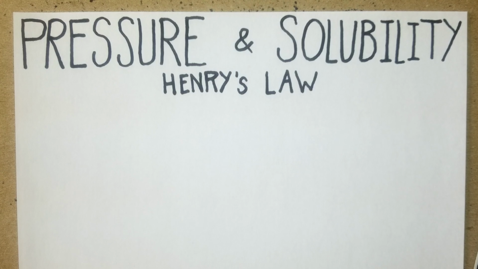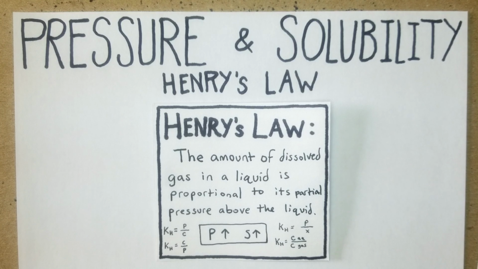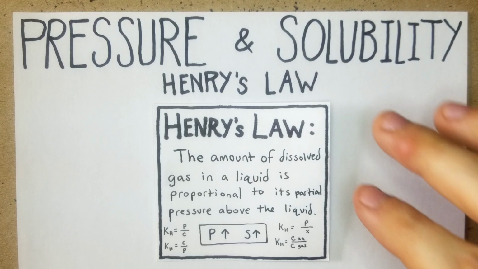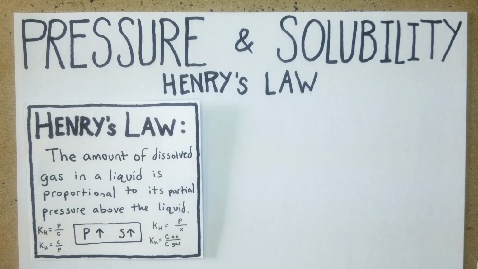How's it going, guys? In this video we're going to go over pressure and solubility, and more specifically Henry's law. So let's define that. The amount of dissolved gas in a liquid is proportional to its partial pressure above the liquid. There's a bunch of different formulas you can use to calculate this, but essentially if the pressure increases above the surface, whatever we're measuring is going to be encouraged to enter that liquid. Its solubility is going to increase.